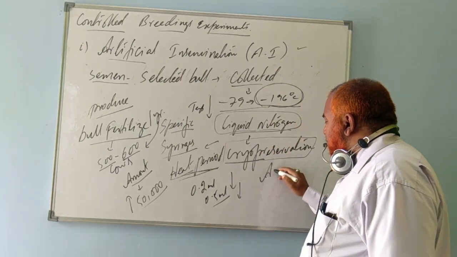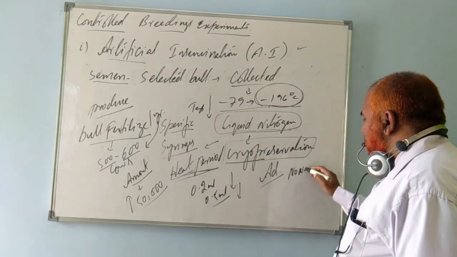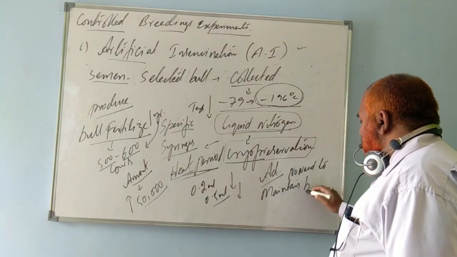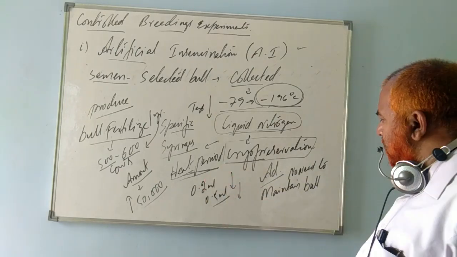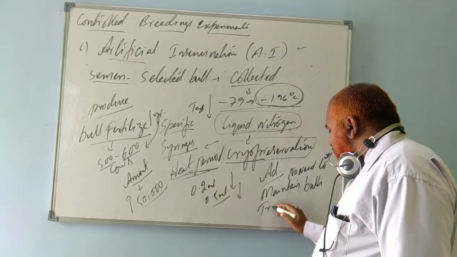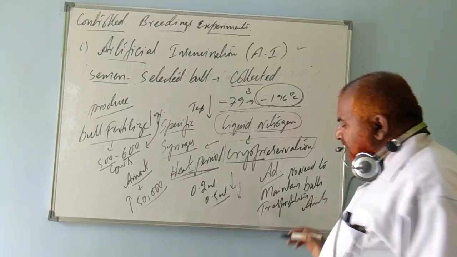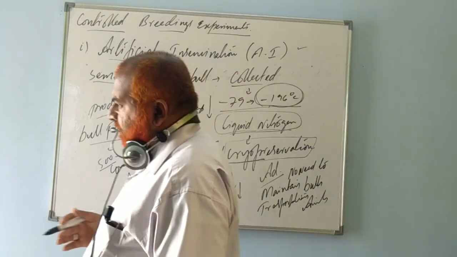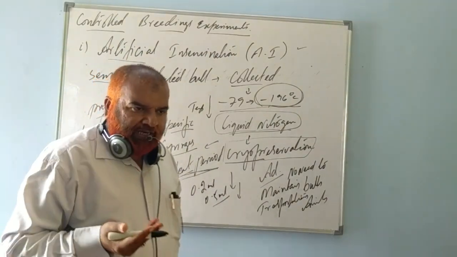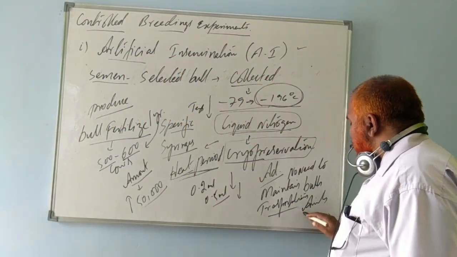Now let's talk about the advantages of artificial insemination. There is no need to maintain bull farms or to maintain many bulls. Only one bull is enough to fertilize more than 50,000 cows. Then transportation of animals from one place to another, whether a cow or a bull, is not required, because the semen is present in the veterinary hospitals with the veterinary doctors. So transportation of bulls can be avoided.